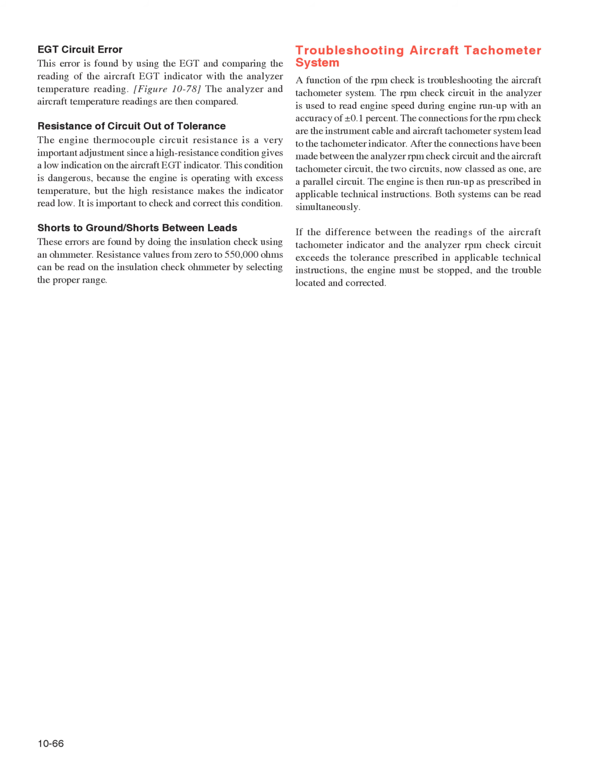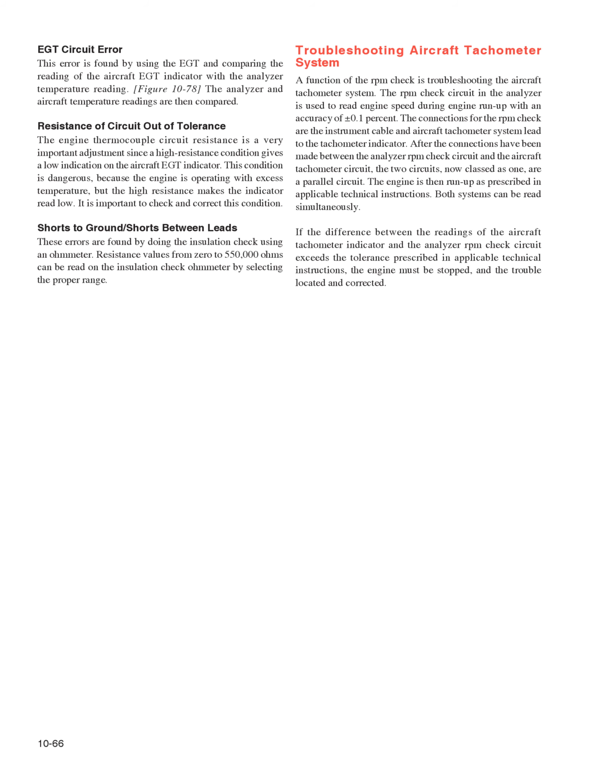Resistance of circuit out of tolerance. The engine thermocouple circuit resistance is a very important adjustment, since a high resistance condition gives a low indication on the aircraft EGT indicator. This condition is dangerous, because the engine is operating with excess temperature, but the high resistance makes the indicator read low. It is important to check and correct this condition. Shorts to ground, shorts between leads. These errors are found by doing the insulation check using an ohmmeter. Resistance values from 0 to 550,000 ohms can be read on the insulation check ohmmeter by selecting the proper range.